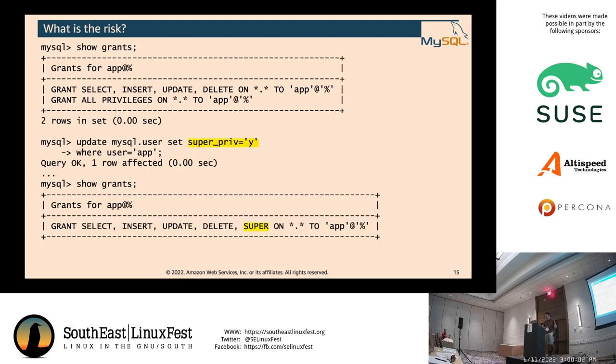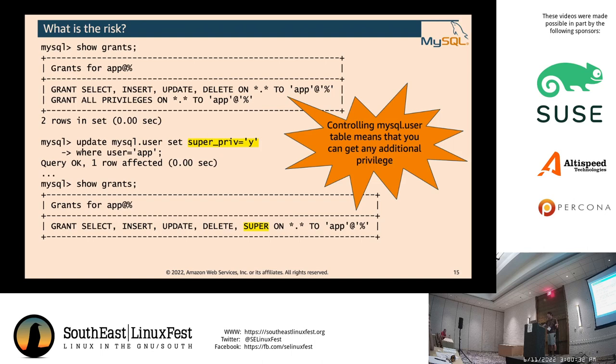But also we don't even need to do that. We can grant every privilege to ourselves in this particular scenario. We can simply update mysql.user, set the super privilege to yes, and then this user will have the super privilege. So we came from insert, update, delete to the super privilege on the database. So the bottom line here: controlling the MySQL user table means that you can get any additional privilege. That's really bad.